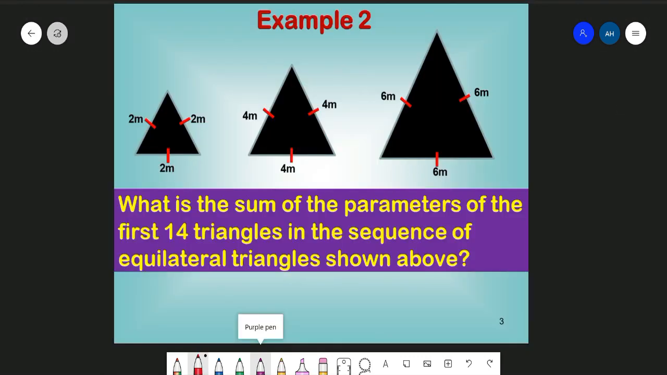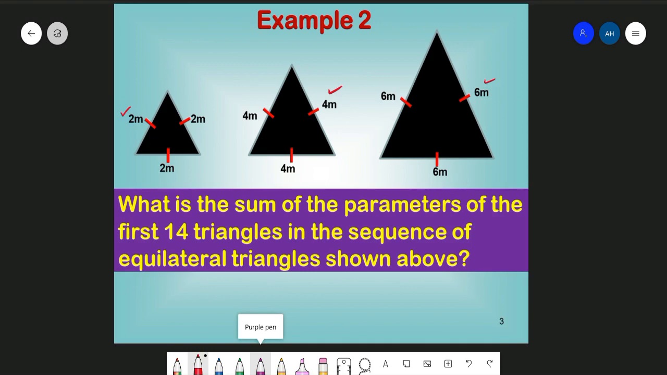Let's continue with example number 2. In this example, we are given a diagram having 3 triangles like this, and we call them equilateral triangles because the sides are of the same length. For the first diagram here, we have a triangle with sides of length 2. For the second diagram, we have an equilateral triangle with sides of length 4. And the third is an equilateral triangle having sides of length 6 meters.